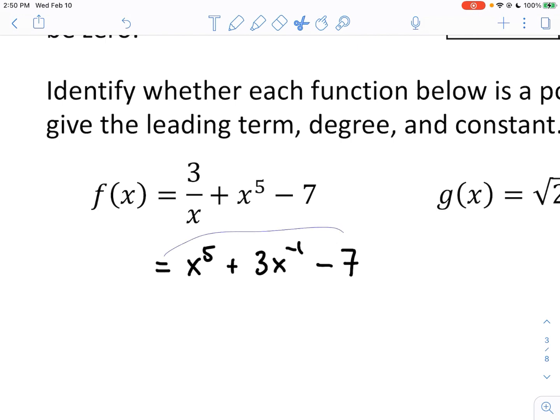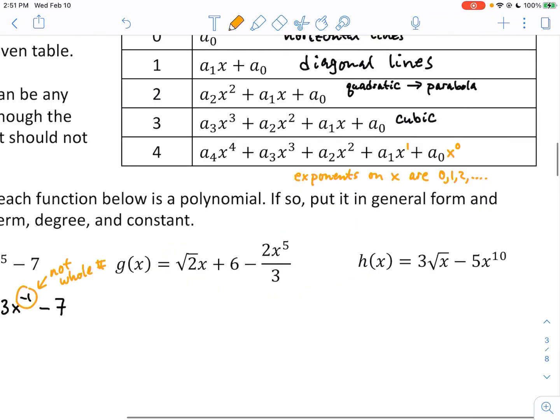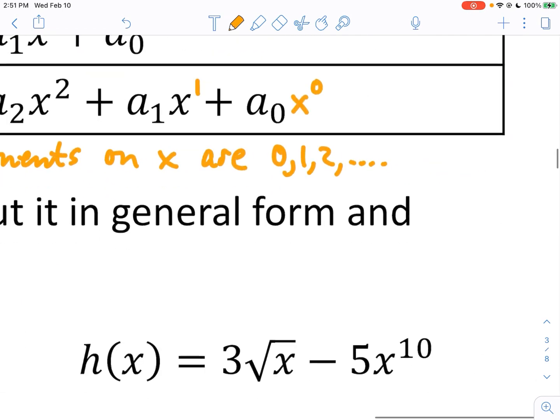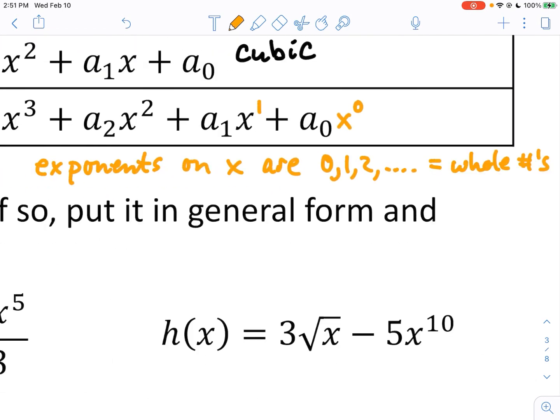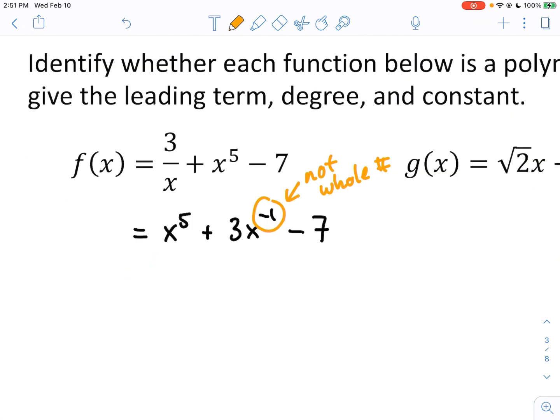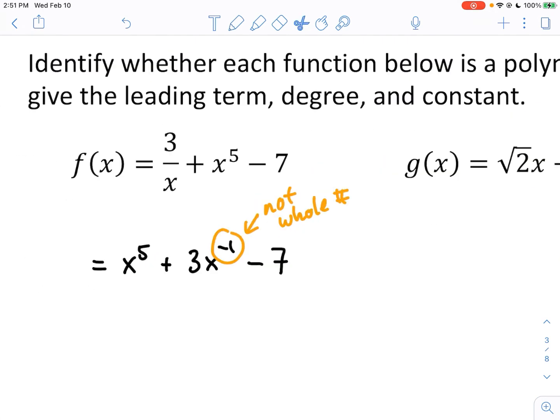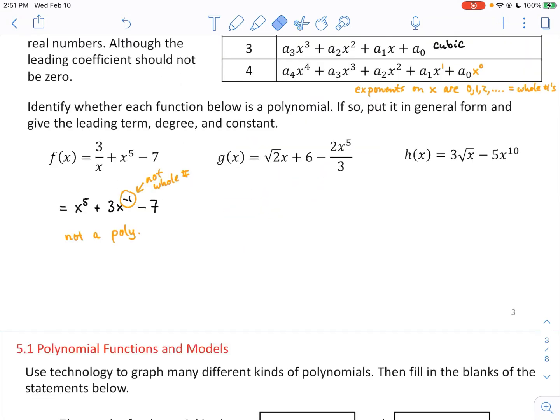So it kind of looks like the structure of a polynomial, except with one problem. This is not a whole number. And the exponents are 0, 1, 2, etc. Remember, the natural numbers are 1, 2, 3, 4. The whole numbers are 0, 1, 2, 3, 4, etc. Because in this example here, we have an exponent on the x that's not a whole number, then this is not a polynomial. Let's move on to the next one.